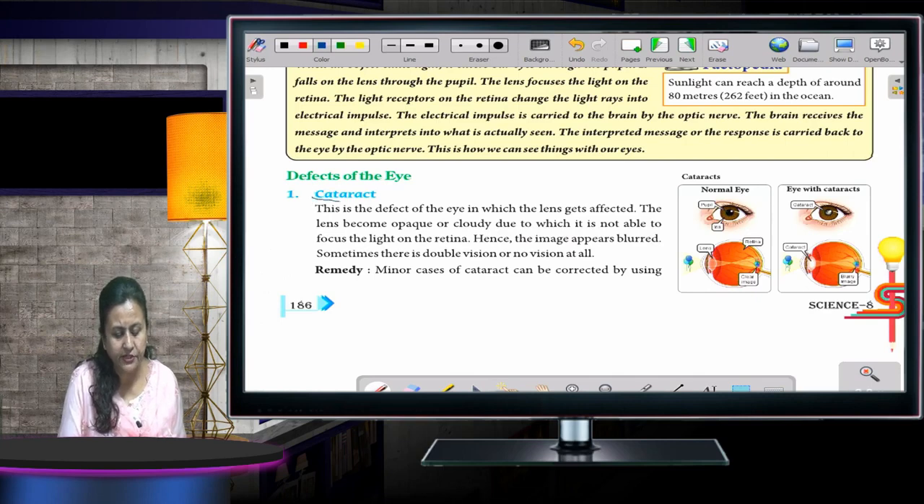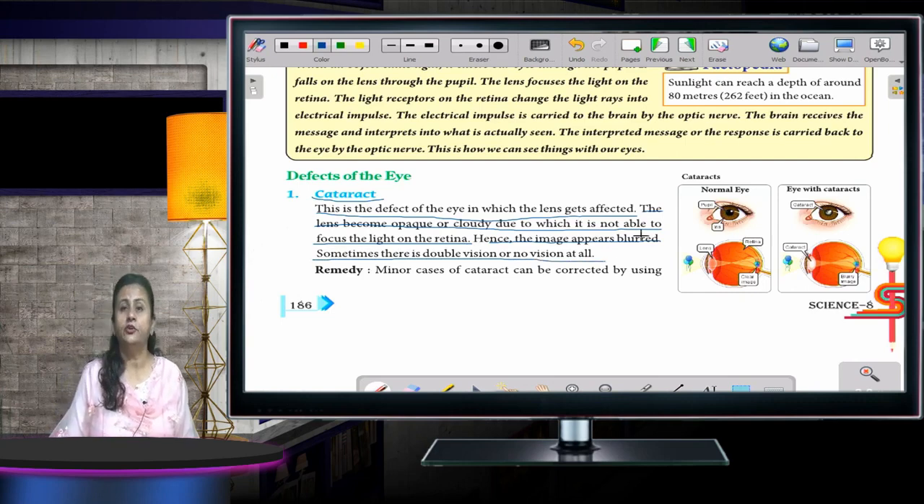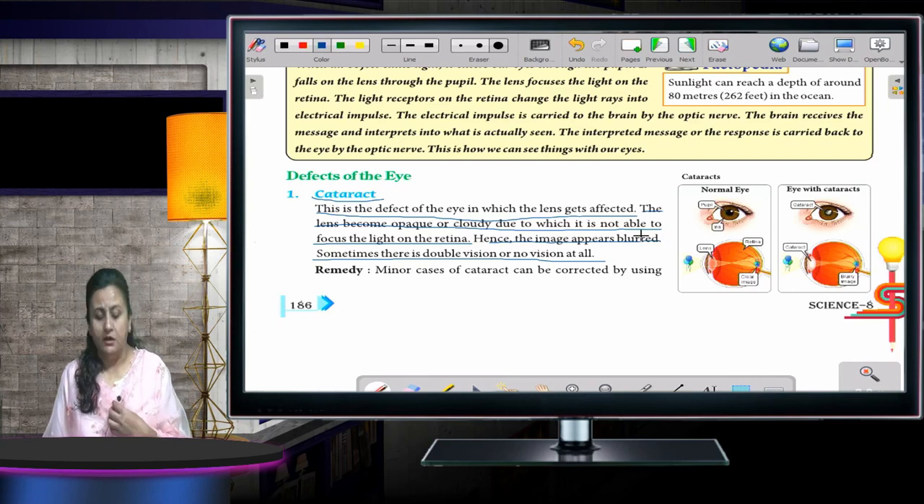First is cataract. This is the defect of the eye in which the lens gets affected. The lens becomes opaque or cloudy, due to which it is not able to focus the light on the retina. Hence, the image appears blurred. Sometimes there is double vision or no vision at all. You must have heard of this word, motiabind, also. In this, a film is formed on the lens of the eye and we are not able to see things properly, or the image is somewhat blurred.